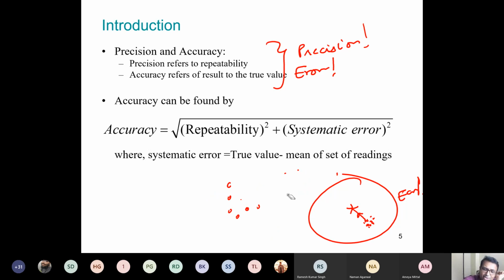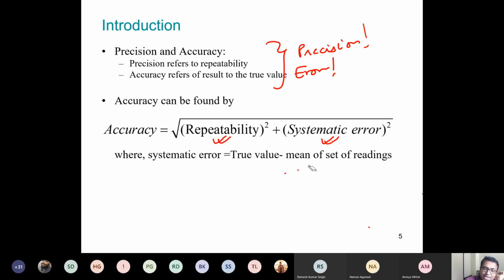So typically, the way you define accuracy is repeatability plus systemic error. Systemic error is how far you are from the mean. The square root of the sum of the squares of systemic error and repeatability is your accuracy. So accuracy is a function of systemic error, if your mean is off, and then the repeatability, which is basically standard deviation, as he said, low variance. Okay, so this is something which you guys know.